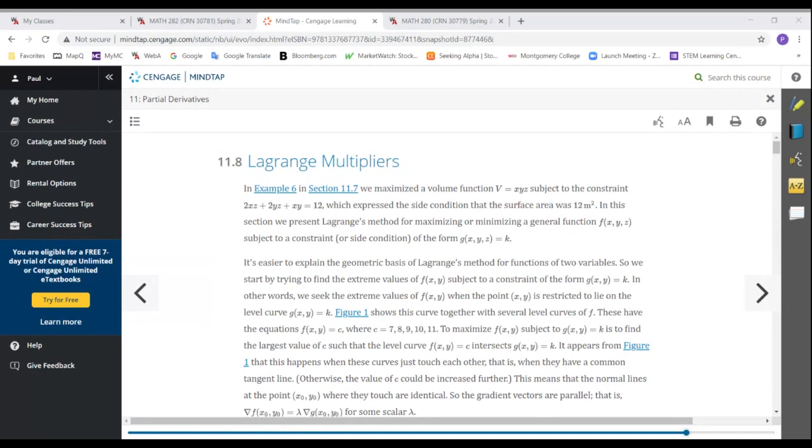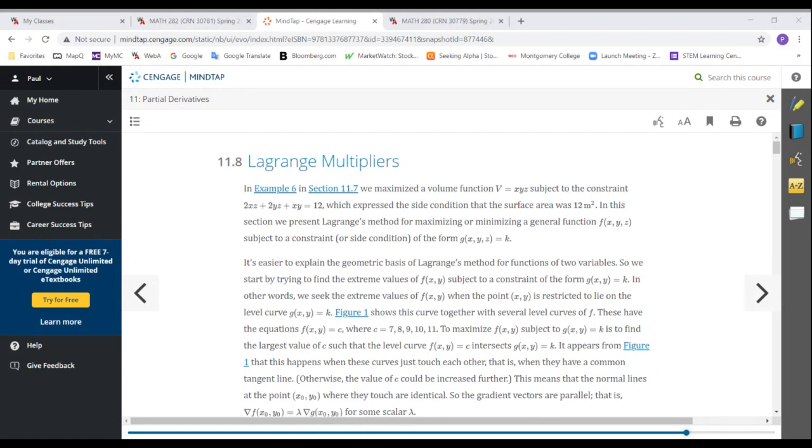All right, so Lagrange multipliers is section 11.8, and just like section 11.7, in 11.7 you learned about the second derivatives test for determining where maxima and minima are for functions. So maximizing and minimizing a function of multiple variables is very important. It is an extremely important topic in mathematics. I mean, it's very important.